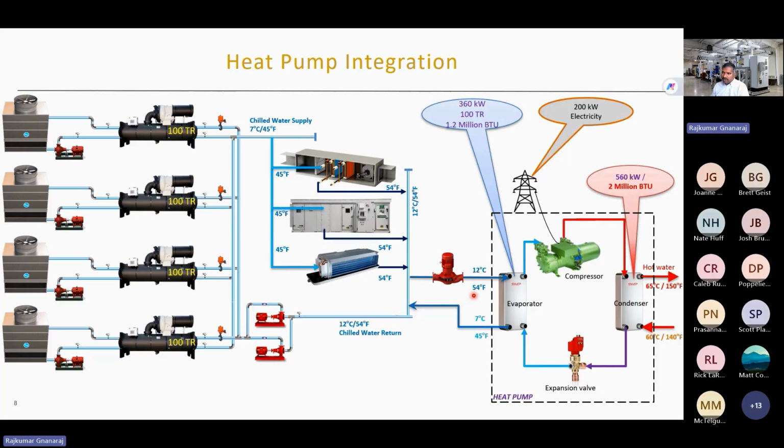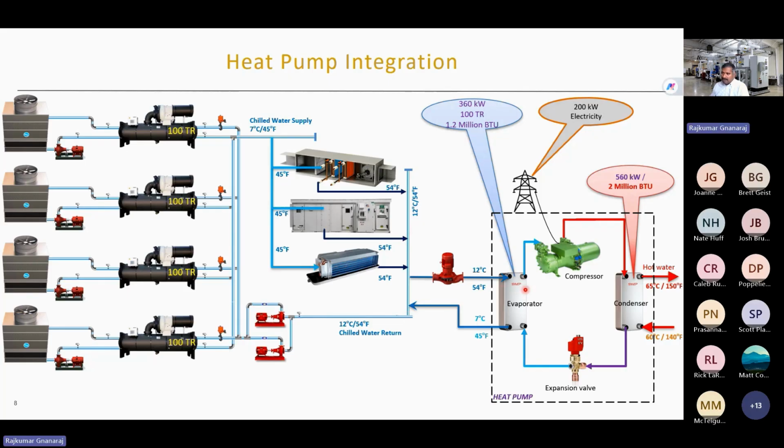So this 54 degree Fahrenheit becomes a heat source to boil this liquid refrigerant to vapor, so the compressor can compress the refrigerant, and the cycle can go on. So a 2 million BTUs heating capacity heat pump can generate about 1.2 million BTUs of cooling, which is nothing but 100 ton of cooling. And it cools from 54 degree Fahrenheit to 45 degree Fahrenheit and will be put back in the same header.